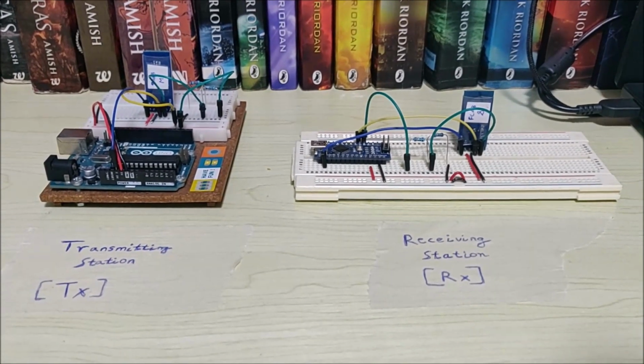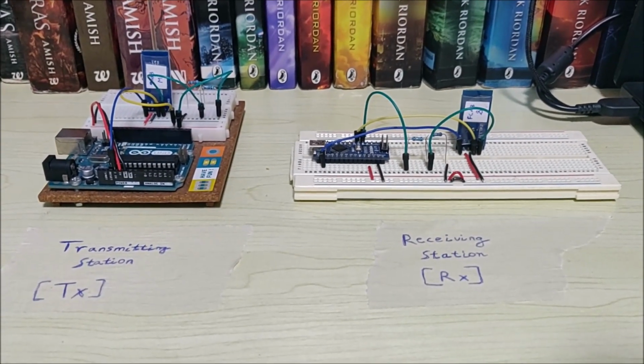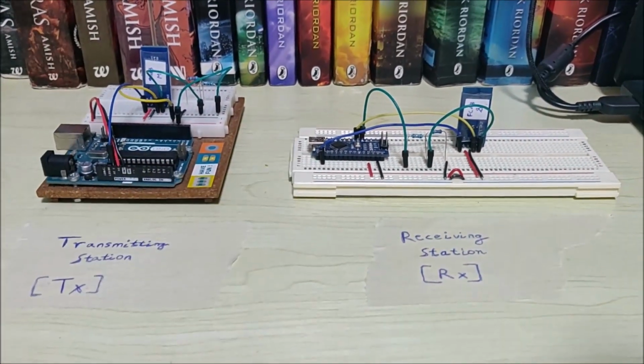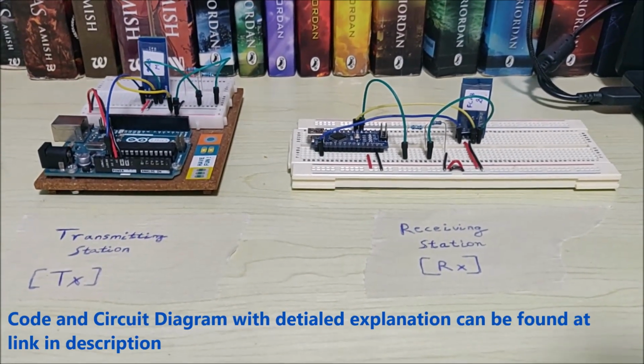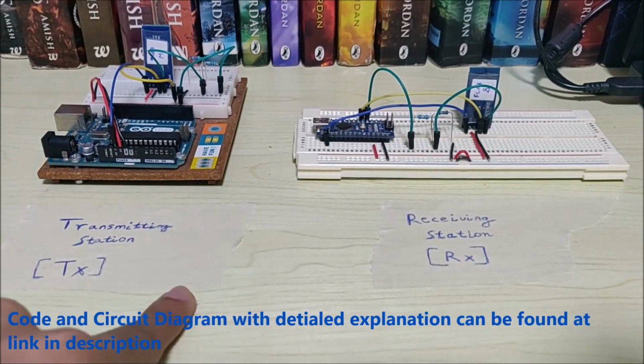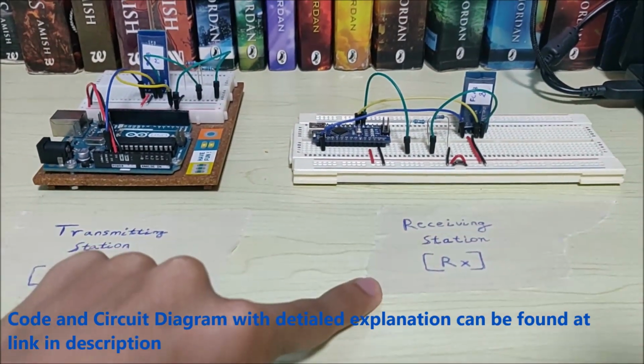Hello everyone, in this video we'll be looking at how these two HC-05 Bluetooth modules communicate with each other and how to test the connection. Alright, so let's get started. This is a transmitting station and this is the receiving station.